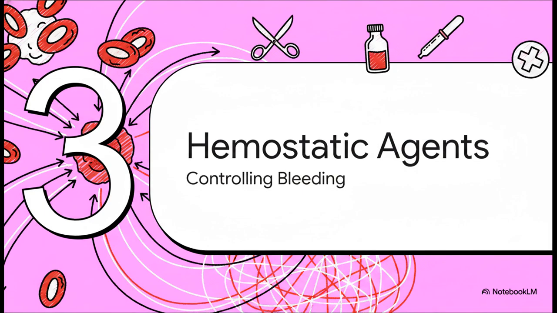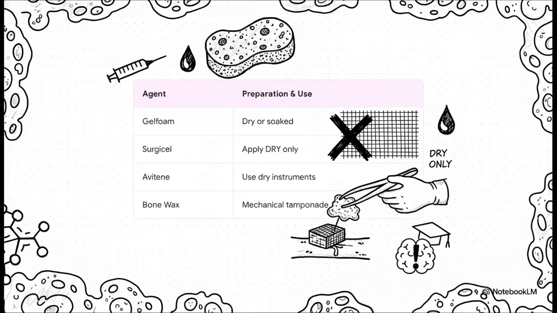All right, Section 3, hemostatic agents and anticoagulants, controlling the bleeding. So let's talk about the absorbable hemostats you'll be prepping to control that dynamic field bleeding. Let's break them down real quick. Gelfoam is super versatile. You can use it dry or soak it in thrombin or saline. Bone wax gives you mechanical tamponade, and it's non-absorbable, so you literally just press it right into bleeding bone edges. Avitene is tricky.